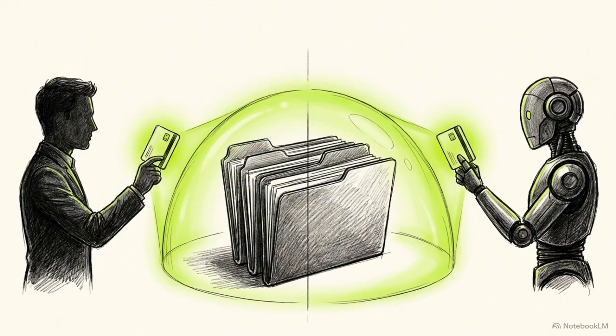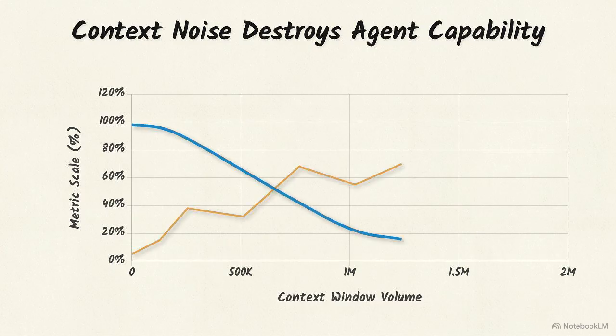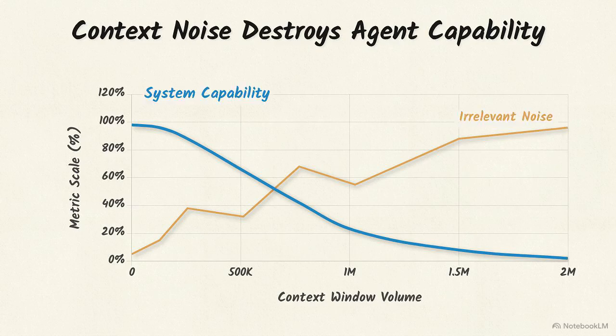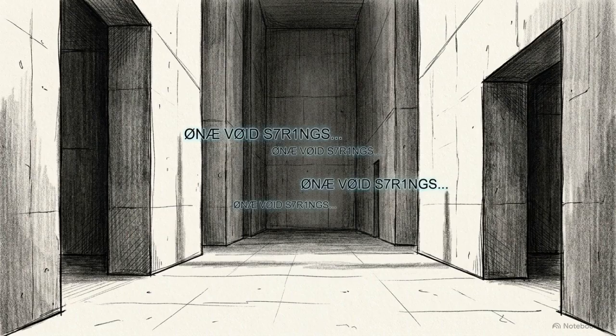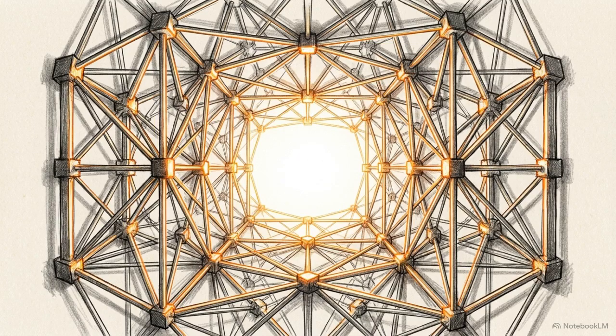The ultimate capability of an agentic system is inversely proportional to the irrelevant noise it processes. The future of AI relies not on infinitely large text voids, but on the structural precision of the data environments built around them.